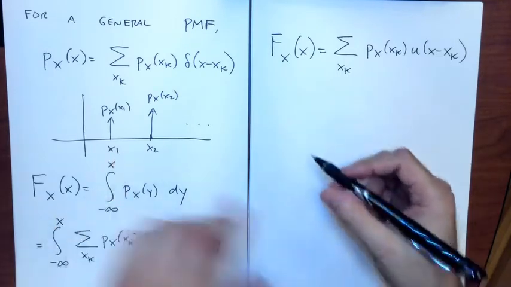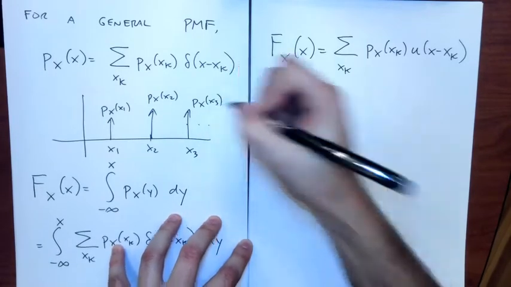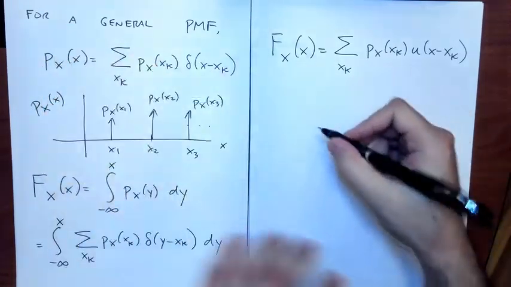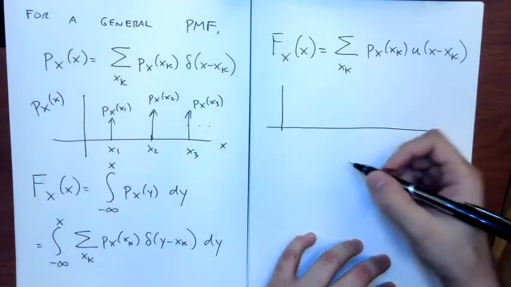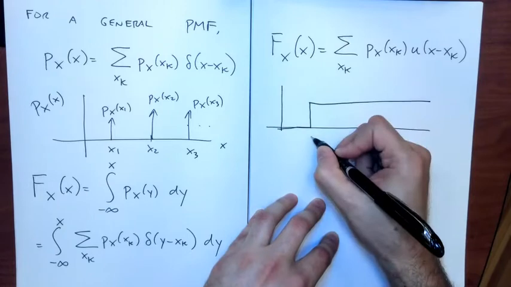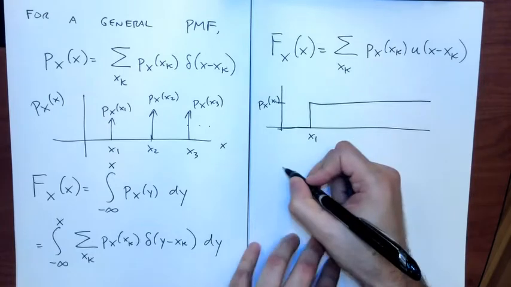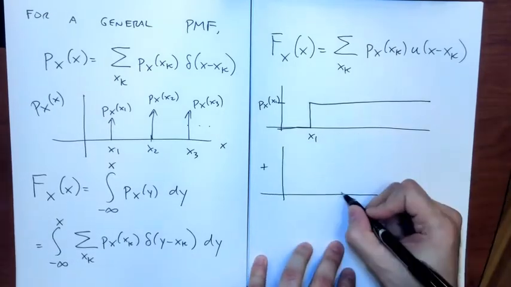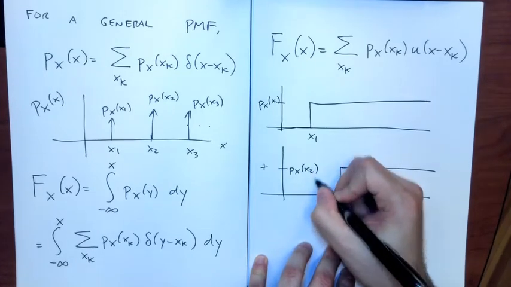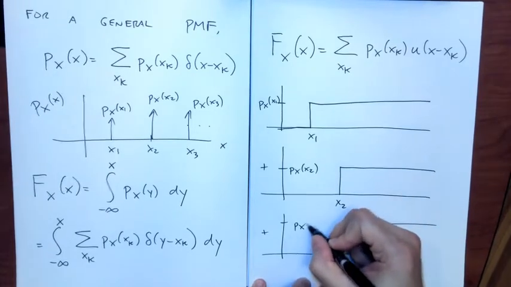So for example, in this case, you only draw one more arrow here to make it interesting. If this is my PMF, then my CDF is going to look like a delta function, or I'm sorry, a step function that turns on at x1 and is as tall as p_X of x1. And then it's going to have another piece that turns on at x2 and is as tall as this. And then another piece that turns on at x3 and is as tall as that, right?